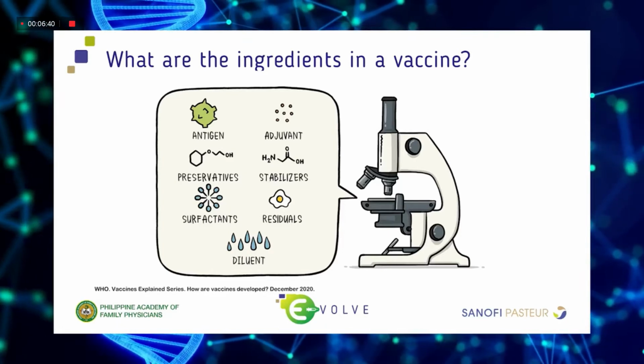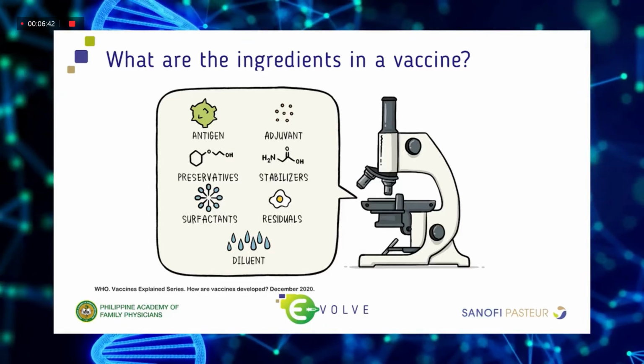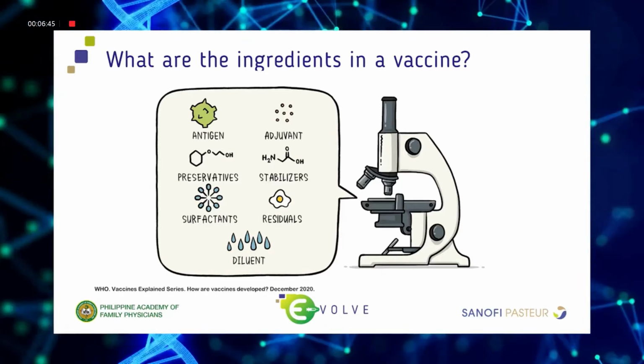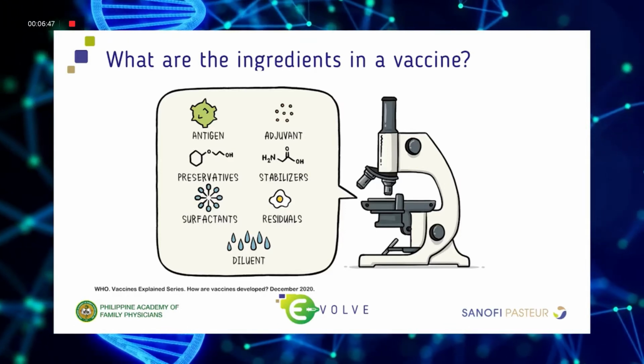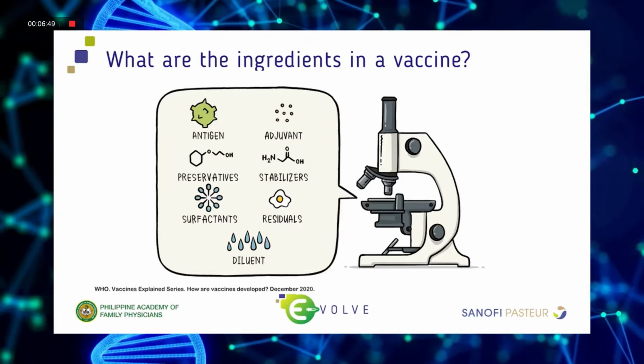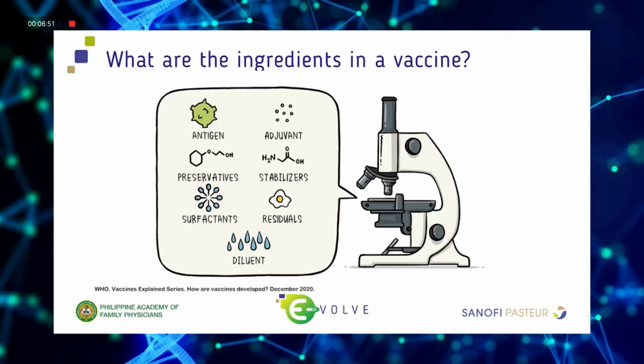A diluent is a liquid used to dilute a vaccine to the correct concentration immediately prior to use. The most commonly used diluent is sterile water.